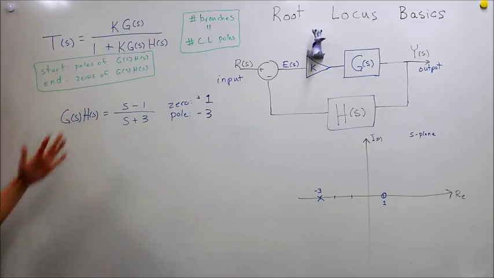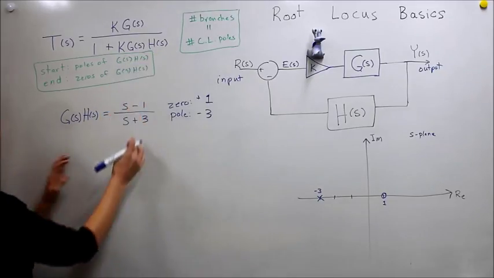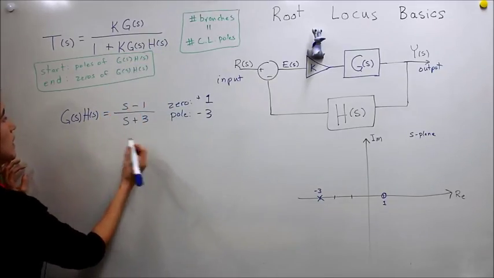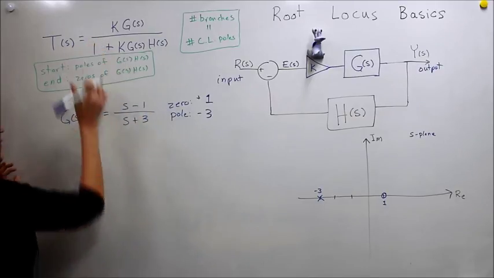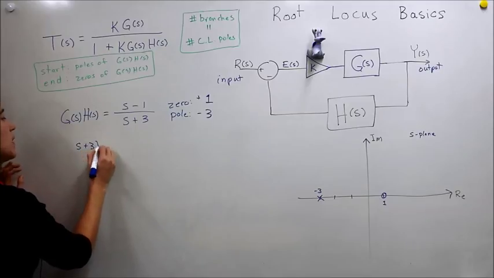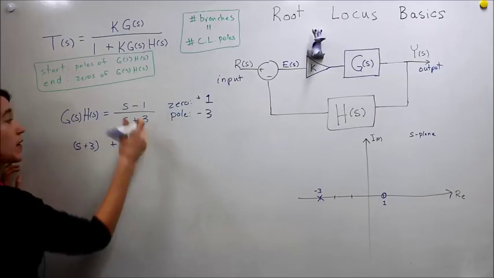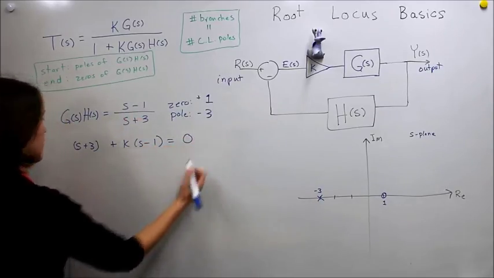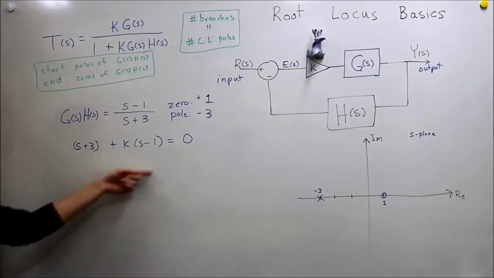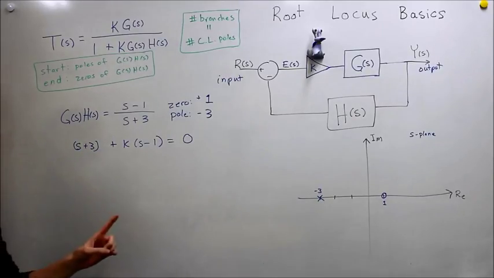If you're not quite convinced of that, let's actually multiply it out. If we did this multiplication out, and I'm going to skip one step, the denominator would be multiplied and end up over here. So S plus 3, the pole, the denominator of this expression, plus k times the numerator, S minus 1, is equal to 0. Here the highest order is S, so the number of poles in the closed loop system is simply 1.